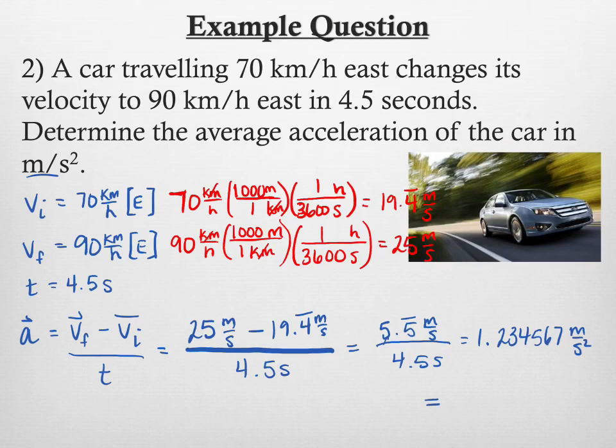So, of course, what do we need? We have 2 here, 2 here, and 2 here. So we just need 2. So that's going to be 1.2 meters per second squared. And then we need the direction. It was going east. It got faster east. So therefore, the acceleration must also be east because it made it speed up to the east. Okay? And there we go.